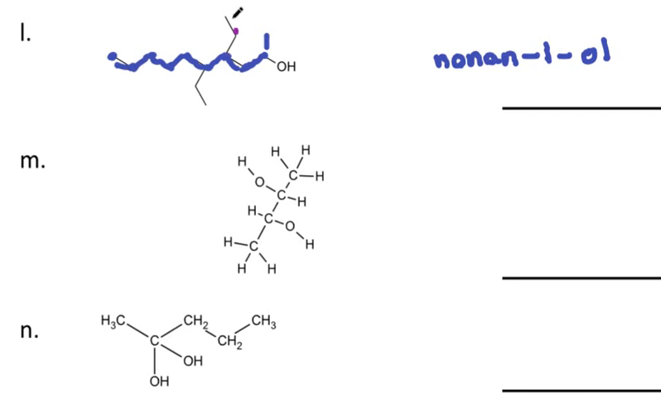We have 2 carbons there, that's an ethyl group. Also an ethyl group, so this is a diethyl. And where are those branches? This is carbon number 1, that's 2, so 3 and 4. 3,4-diethyl. 3,4-diethyl nonan-1-ol.